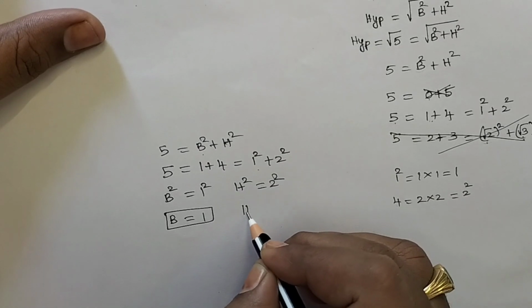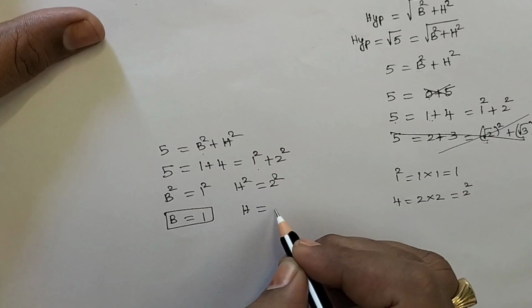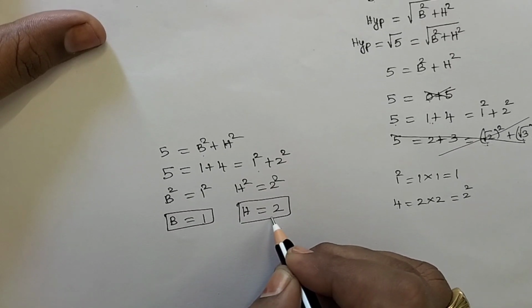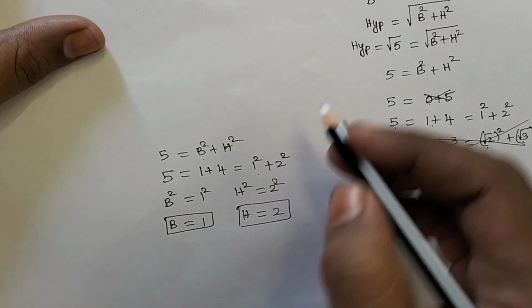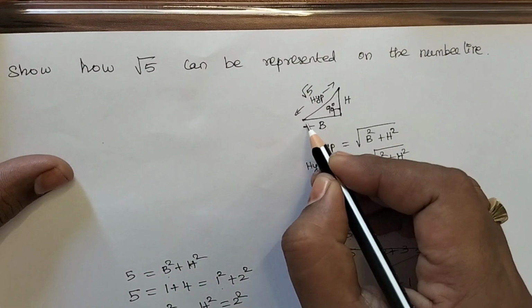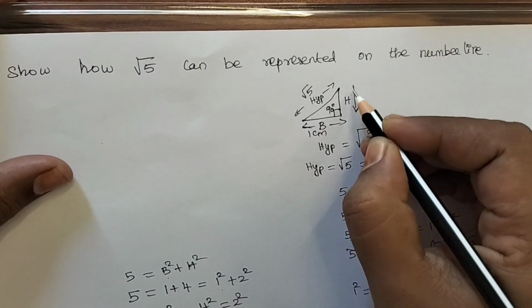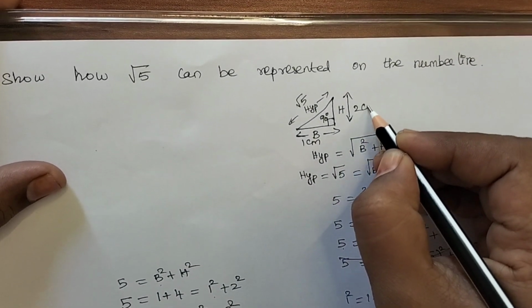Take the square root of h squared, it is h. Take the square root of 2 squared, it is 2. So b is equal to 1 centimeter, h is equal to 2 centimeters. So what I have determined, this value is nothing but 1 centimeter. This value is nothing but 2 centimeters.